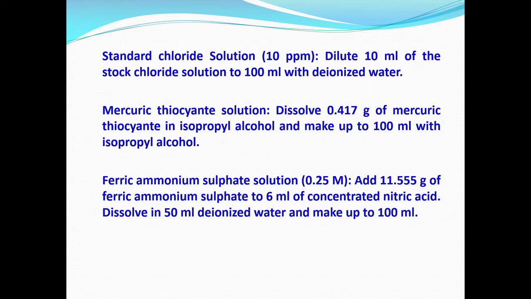So, we also need ferric salt. The best salt to get ferric in reproducible form is ferric ammonium sulphate, and you should take about 11.555 gram, that is 0.25 molar you have to prepare. 11.555 gram of ferric ammonium sulphate must be added to 6 ml of concentrated nitric acid, so that it can be dissolved. Generally, if the ferric ammonium sulphate does not contain so much acid, it will precipitate. That is why we say use concentrated nitric acid for ferric ammonium sulphate. And you can dissolve it in 50 ml water and make it up to 100 ml.